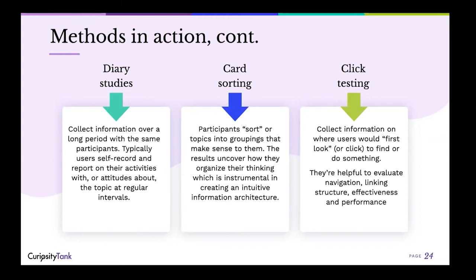Card sorts can be both qualitative or quantitative. Card sorts help us understand how the people we're designing for group things in ways that make sense to them. They really help us organize our thinking and are instrumental in creating something like an information architecture or different features or featured service levels, like the bronze level, the silver level, the gold level of some sort of product or service.